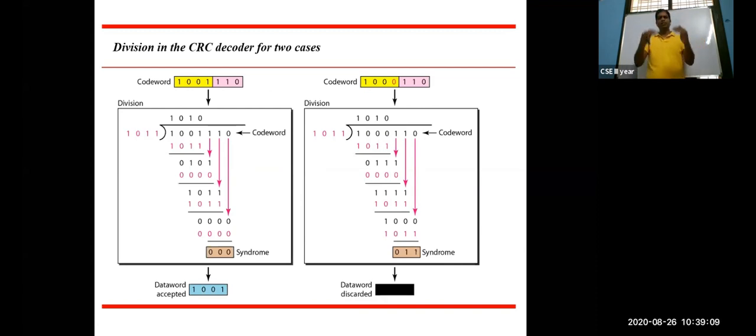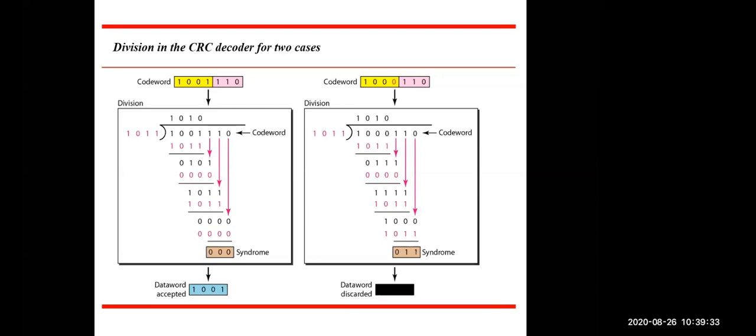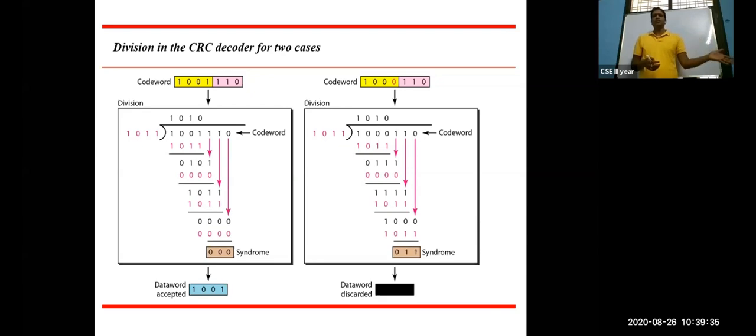You can clearly see in both of my examples, when data is not corrupted, the receiver, when dividing by the same divisor, yielded a syndrome of 3 zeros. Whereas in the second example, the receiver, upon dividing the same received data with the same divisor, yielded a syndrome which is non-zero. 011 is the syndrome that has been generated there. So in my first example, the data word is accepted. In my second example, the data word is rejected. That's how CRC works. Is this knowledge okay?